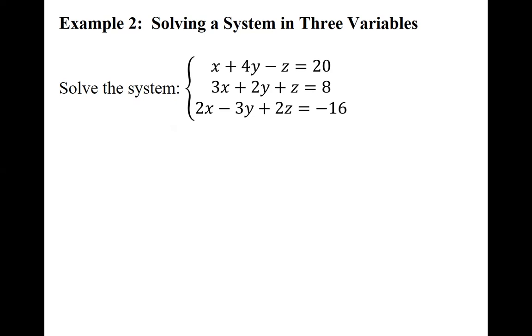x plus 4y minus z equals 20. 3x plus 2y plus z equals 8. 2x minus 3y plus 2z equals -16.